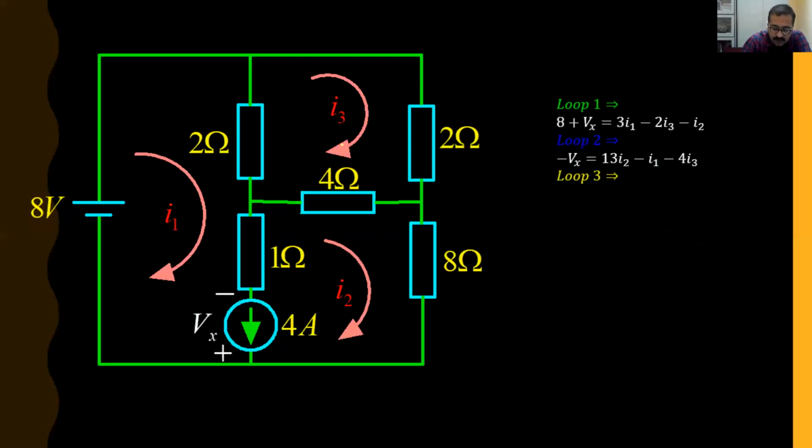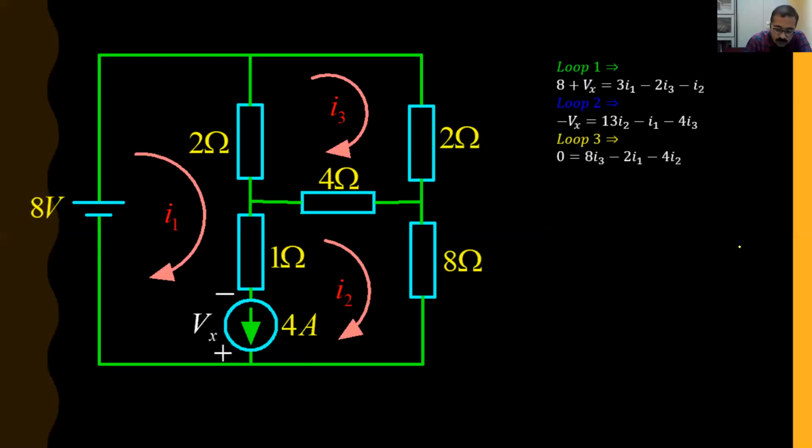Now coming to loop 3, what will you get? There are no potential rises. So 0 equals what? Straight away I will write 2 into I3 plus 4 into I3 minus I2 plus 2 into I3 minus I1. What next? You have to apply KCL at this junction.